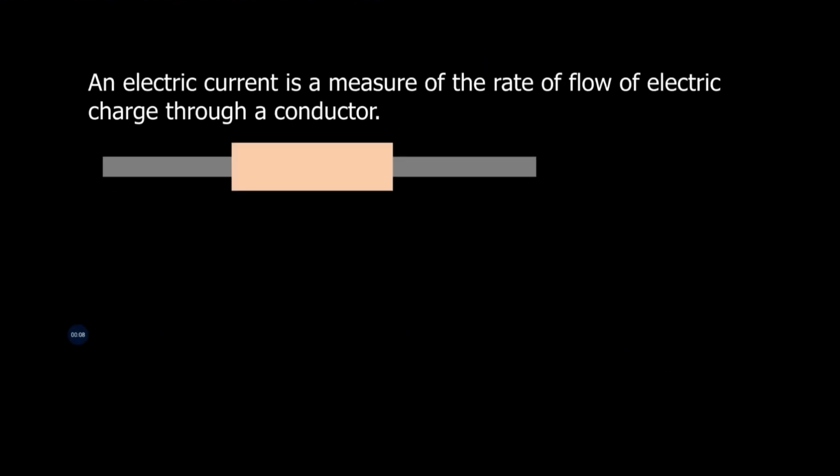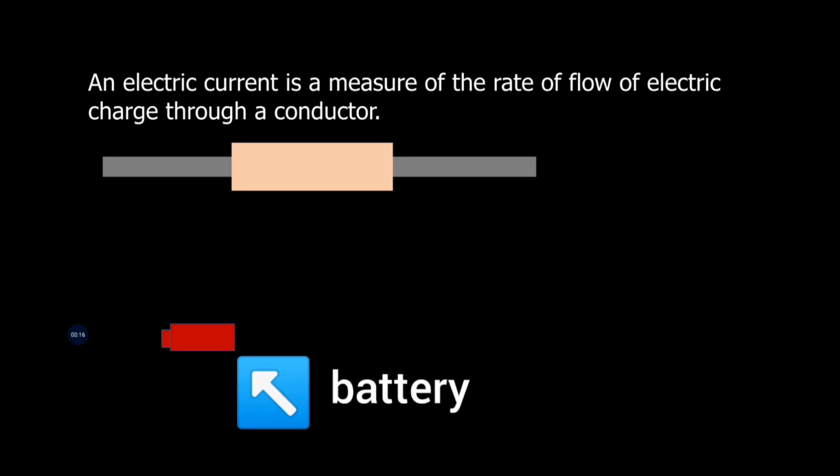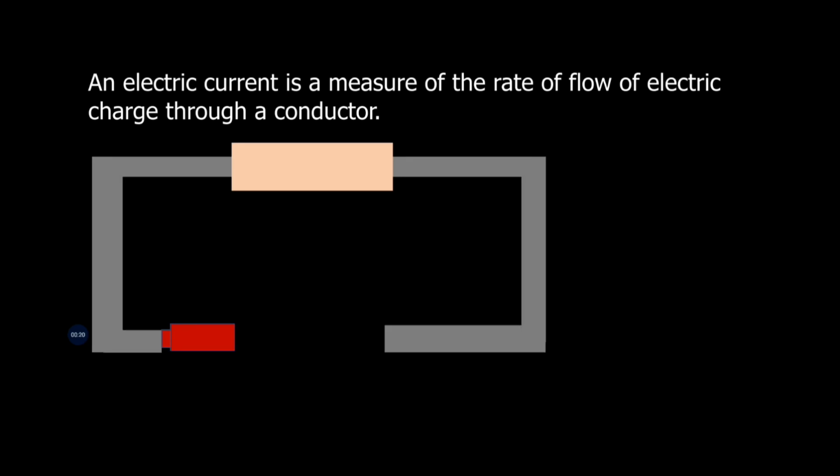An electric current is a measure of the rate of flow of electric charge through a conductor. To make a current flow through a conductor, we need a closed loop. We also need an energy source. Now note that the conducting material already has free charges inside it.